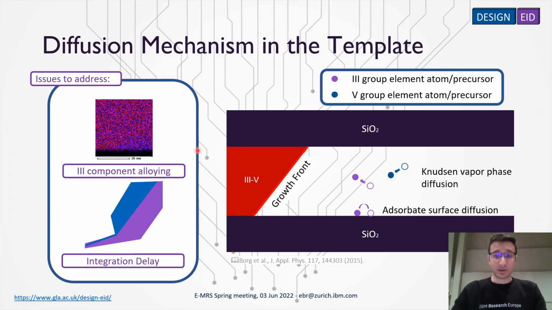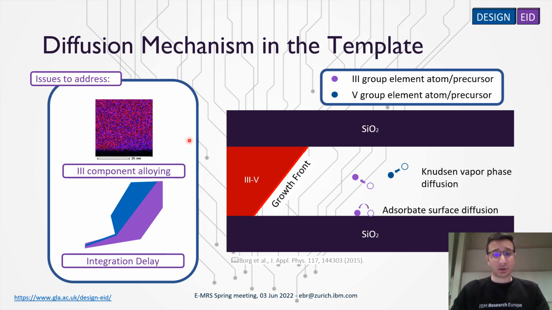We drew our attention to the diffusion mechanisms inside the template oxide. In fact, both 3 and 5 components diffuse through the vapor phase. However, an extra diffusion route is available to the 3 atoms that are adsorbed on top of the silicon oxide template walls. If this surface diffusion mechanism is slower than the vapor phase diffusion one, we would expect then both of these issues to arise.